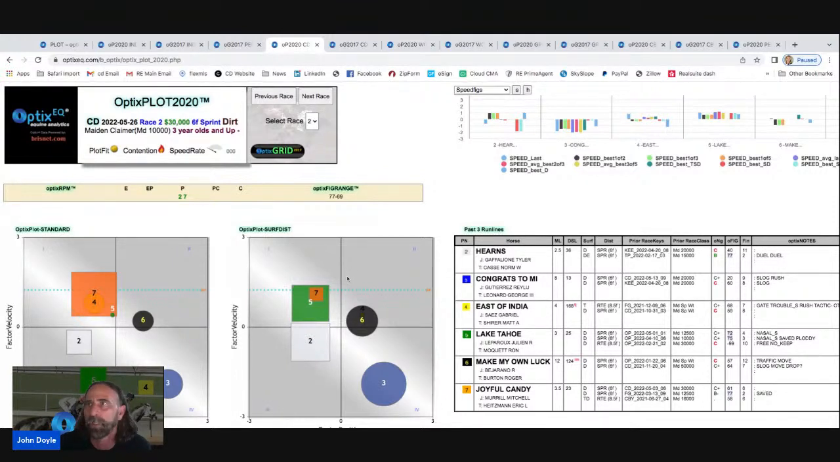Okay, so looks like in race 1, the 1 and 7 are battling to the wire. It looks like the 1 is going to come up inside to win that race. Okay, 1-7. We passed on that one.